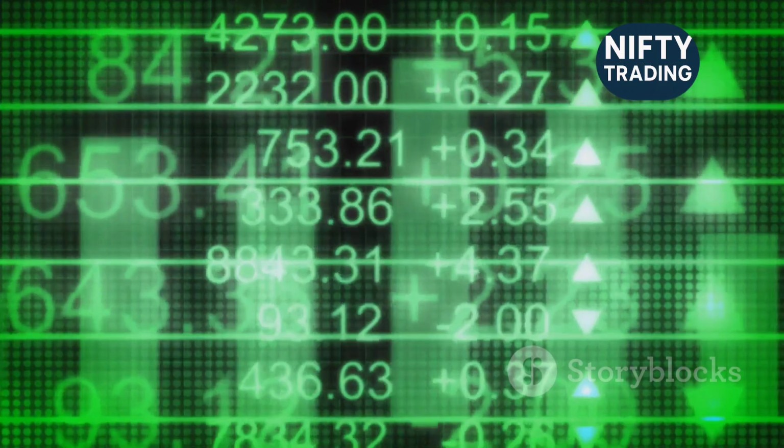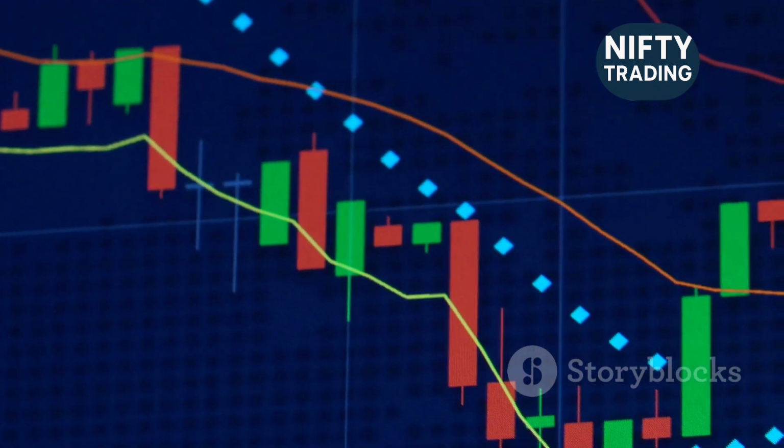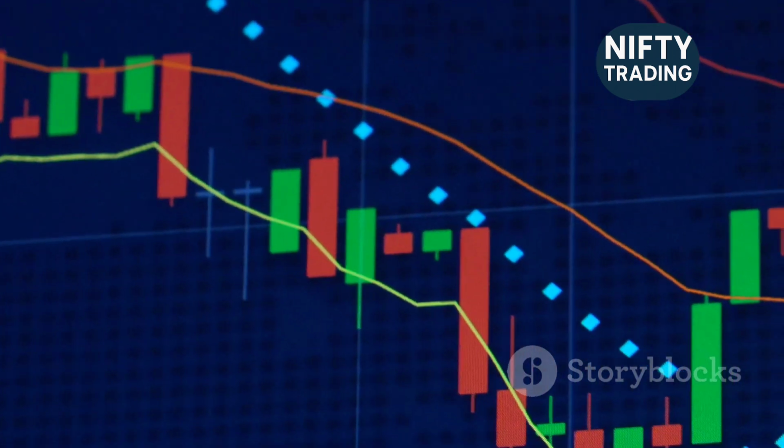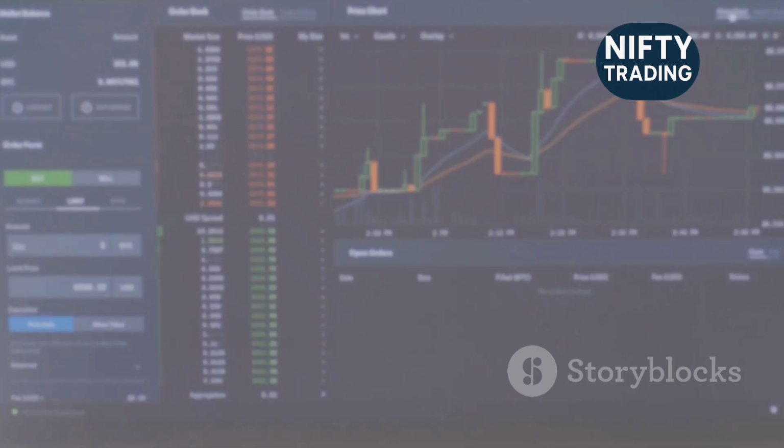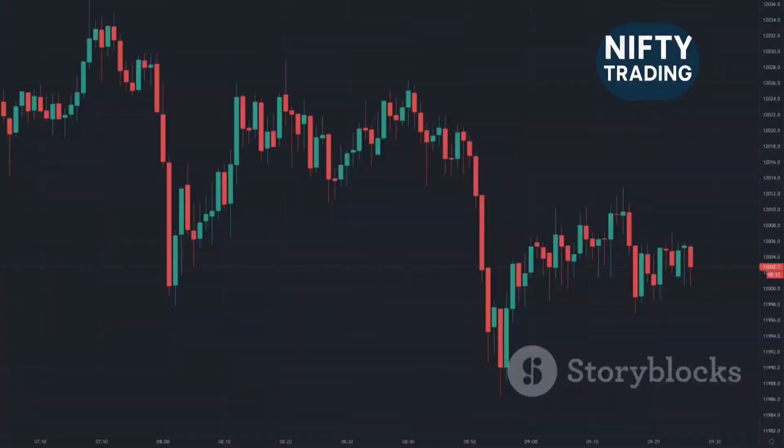Engulfing patterns are loud signals. Harami patterns are subtle hints. Always look for these at the end of trends, not in the middle of sideways moves. 2 candle patterns are like a conversation between buyers and sellers. Watch who's winning. Use them to spot when the market might be about to change direction.